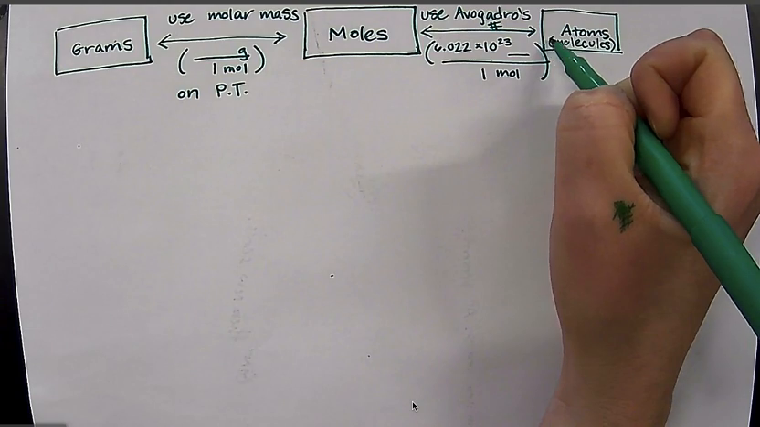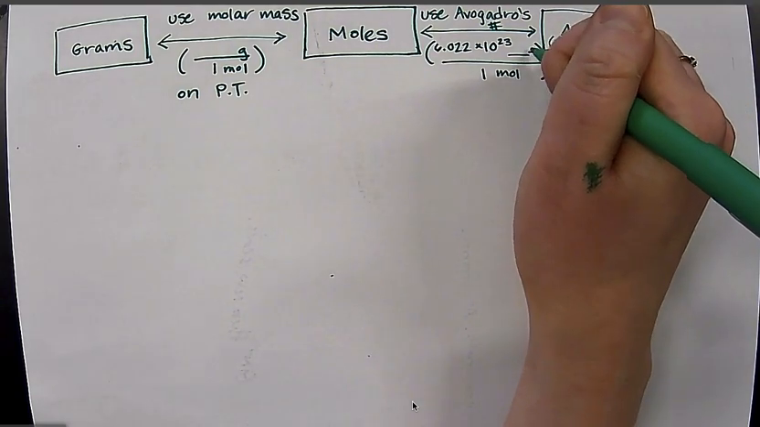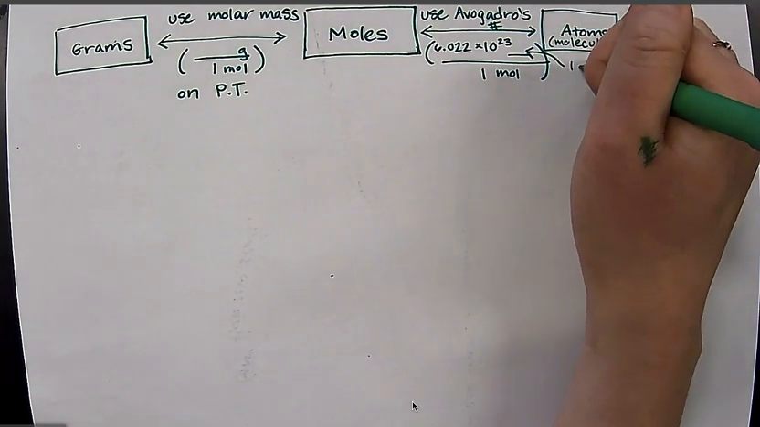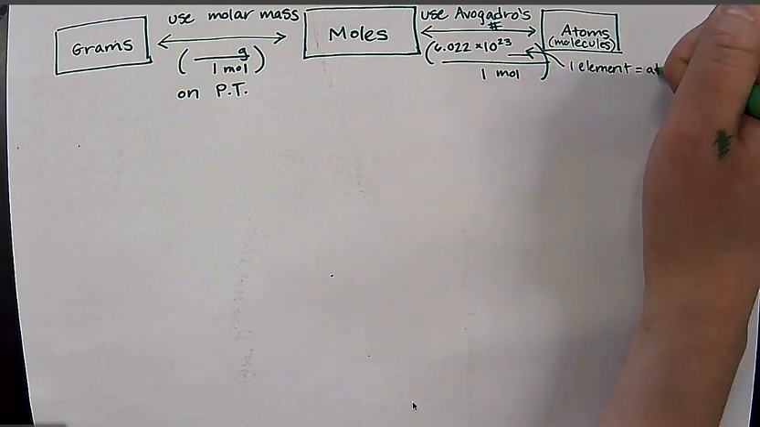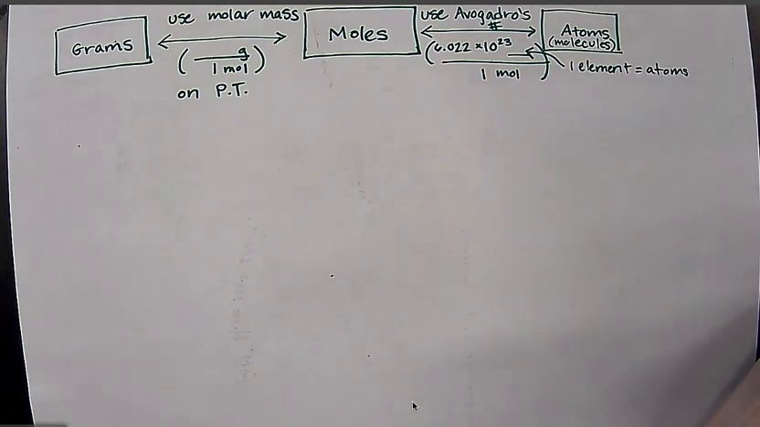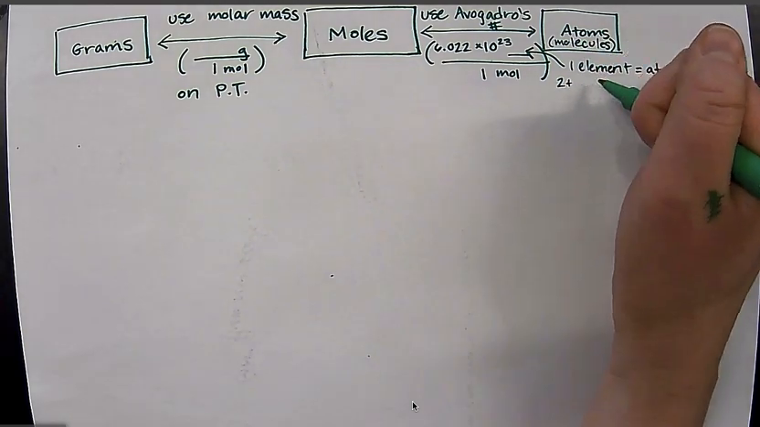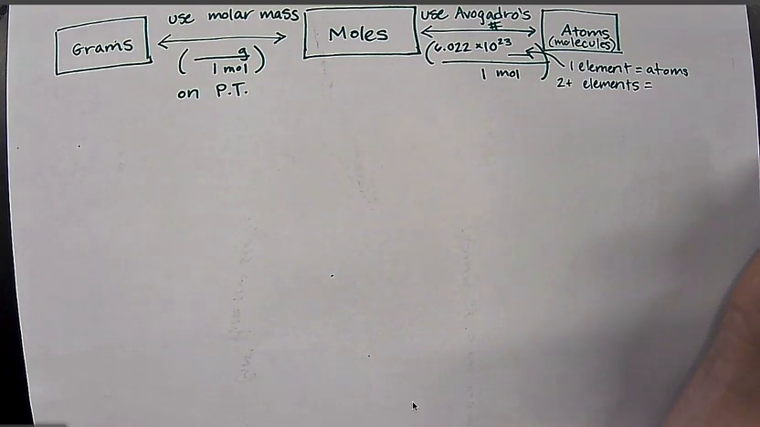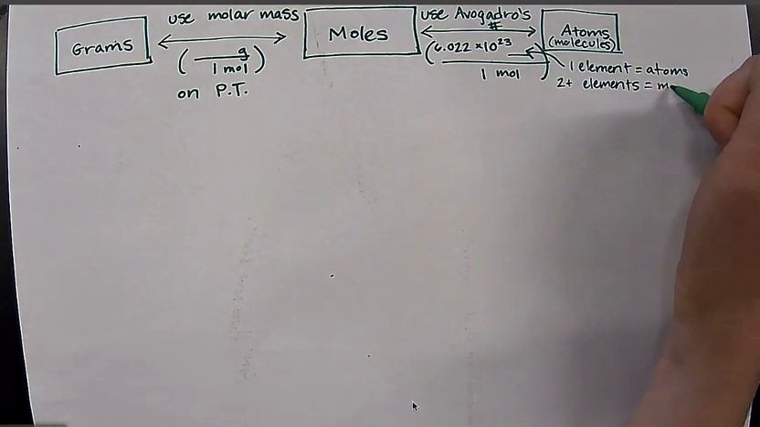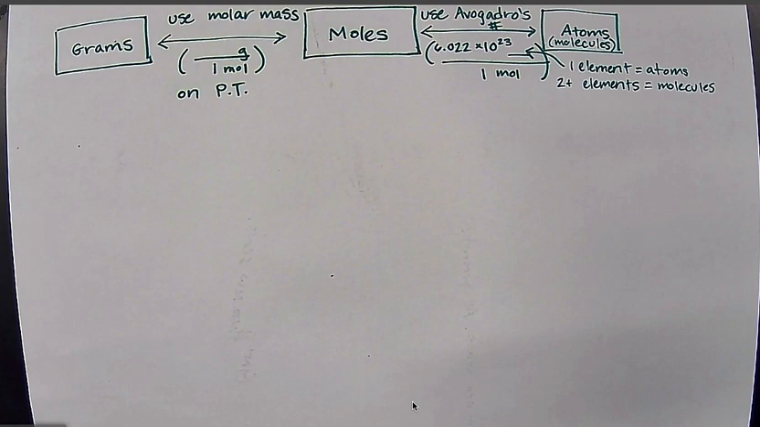Notice that I left a blank for the unit. That unit will be, if there's one element, one capital letter, we use the unit of atoms in the blank there. If there are 2 or more elements bonded together, that's what makes a compound. So like H2O, NaCl, we use the label of molecules. But the number's the same no matter what. By definition, that's how many anythings are in a mole.